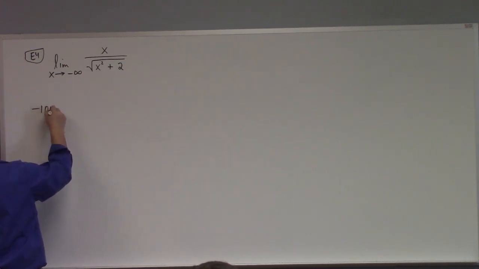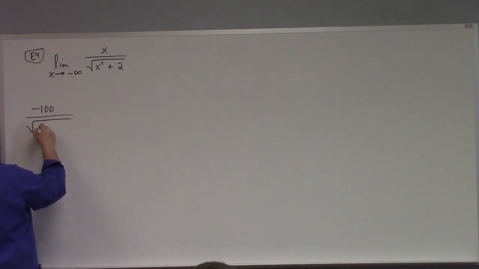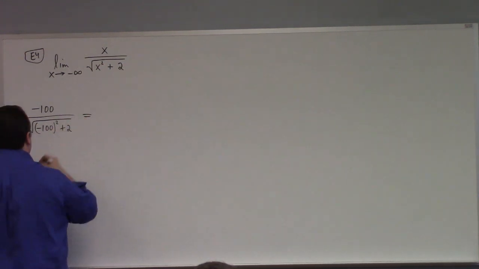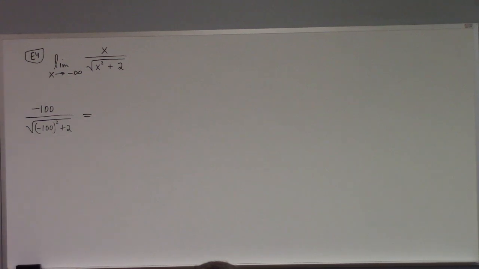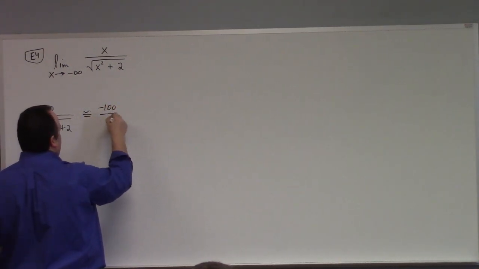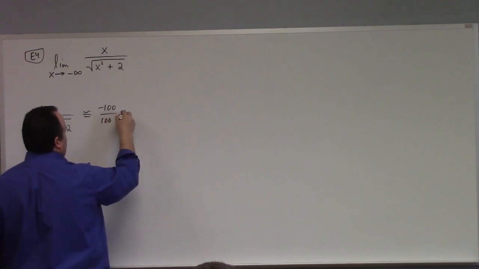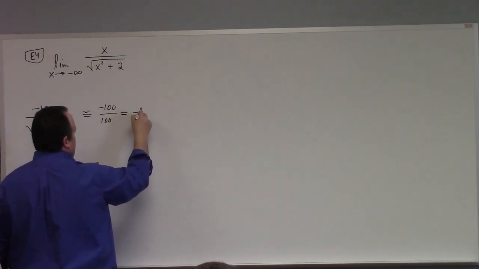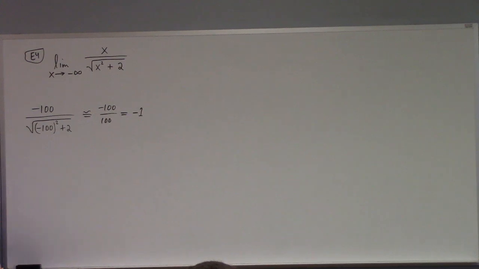What's minus 100 divided by the square root of minus 100 quantity squared plus 2? What do you get? You get the square root of 10,002, which is roughly 100. This is approximately minus 100 over 100-ish, which is minus 1. So what's wrong with what I just tricked you guys into believing?